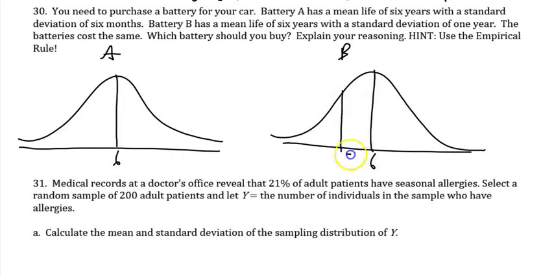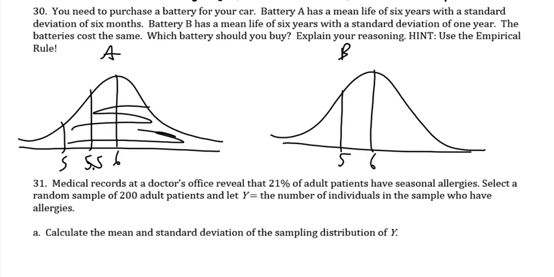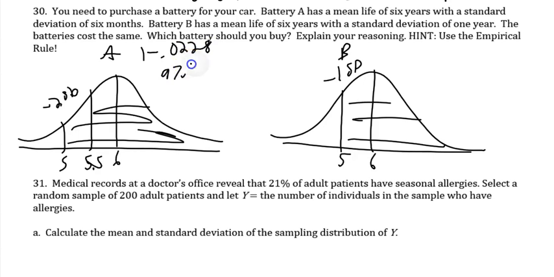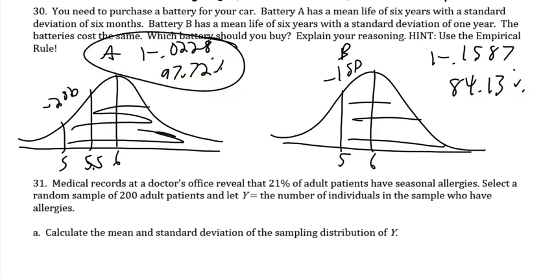Well, battery B, 1 standard deviation below is 5, and this is 2 standard deviations below. So if we look up 5 or greater, we're looking at greater than -2 standard deviations. And if we're looking at 5 or greater here, we're looking at greater than -1 standard deviations. So if we look at our chart and look up -2, that's going to be 1 minus 0.0228, which is 97.72%. And if we do 1 minus 0.1587, which is -1, we're going to get 84.13% chance. So battery A has a higher chance of making it 5 or more years.